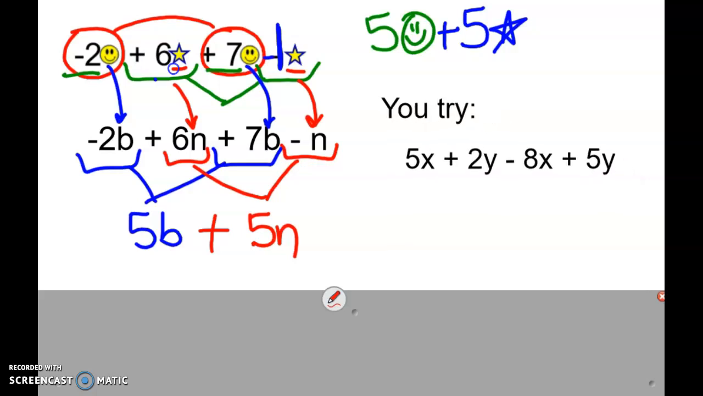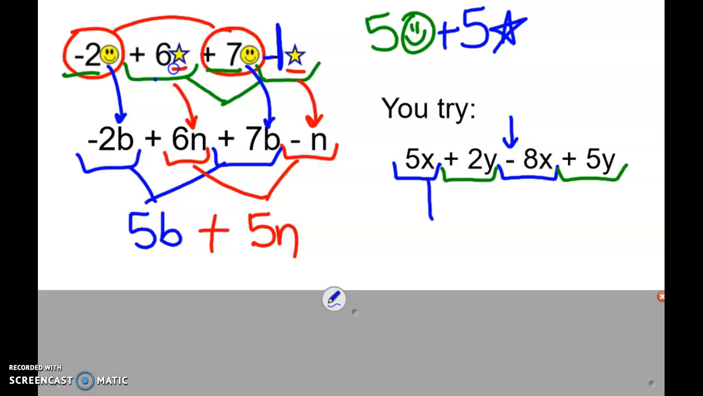So here's one more for you to do. Here's an example. Look for your like terms, and here's where I like to color code. Okay? I've got X's and more X's. Remember, this negative stays glued, so that's a negative 8x. And then I have 2y and 5y. Okay, I'll put my like terms together.